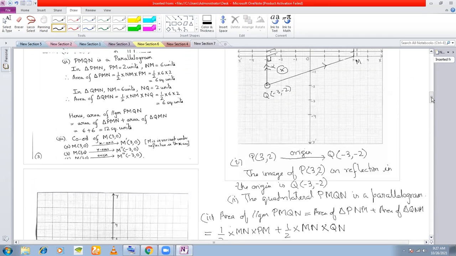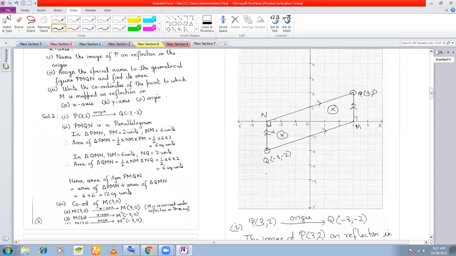Now let's calculate the length MN. What is the length of this part? If you see from this part to this part, what is the length? This is 3 units. So what are the coordinates of this? This is 3, 0, right? Coordinates of M. And what are the coordinates of N? Minus 3, 0, right?